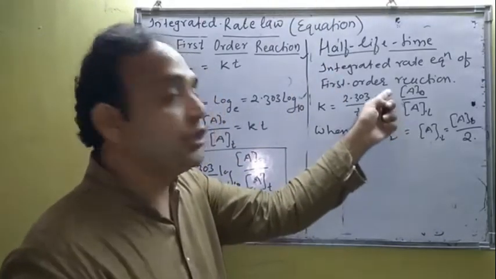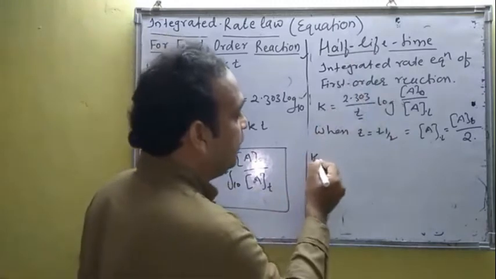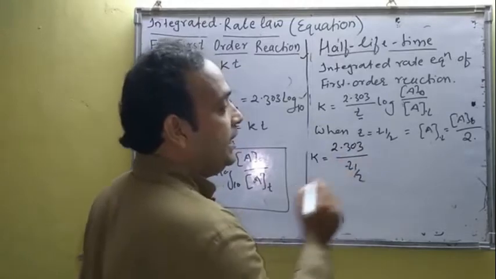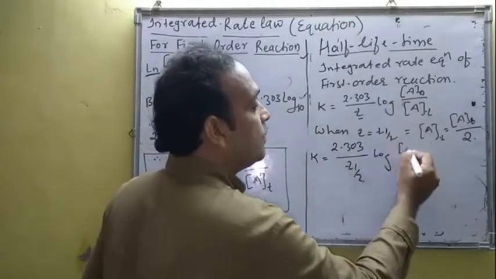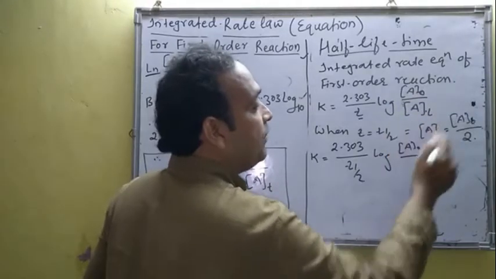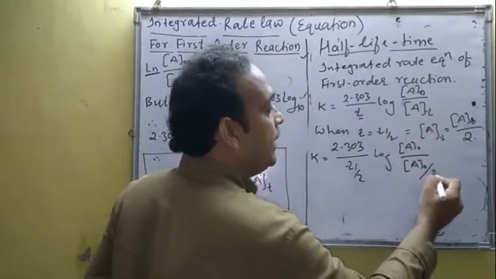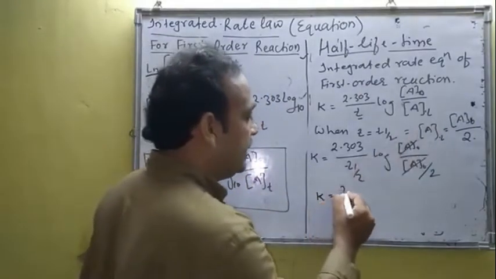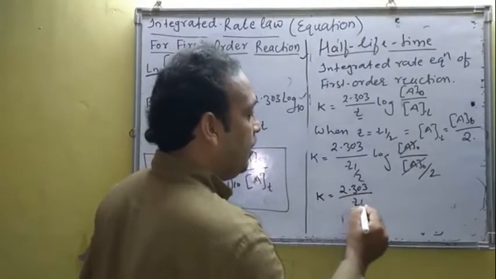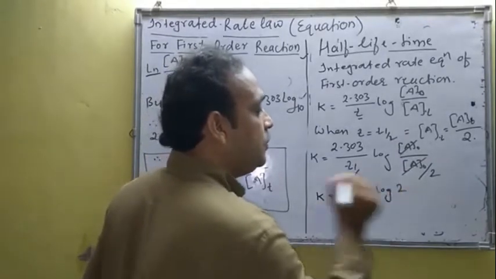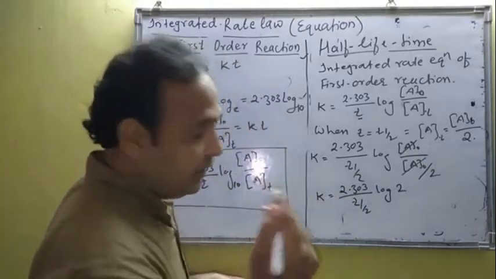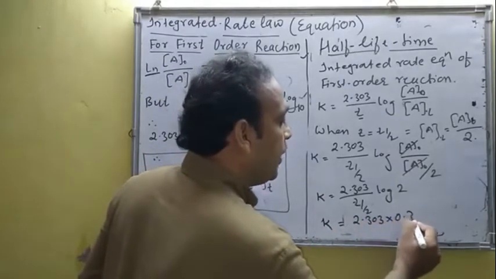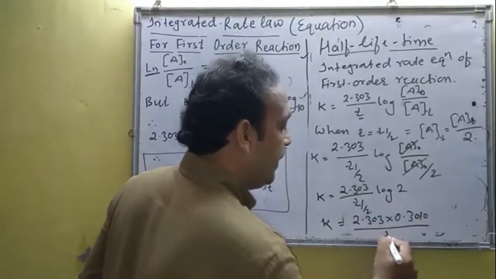Now substitute this condition here. When you substitute the condition, we will write here k is equal to 2.303. Now instead of t, write t half, log of A0 upon, instead of At, write here A0 by 2. Now A0 gets cancelled. It's reciprocal. So we can write here k is equal to 2.303 upon t half log of 2. Okay. Now log of 2 is 0.3010. So we can write here k is equal to 2.303 into 0.3010 divided by t half.